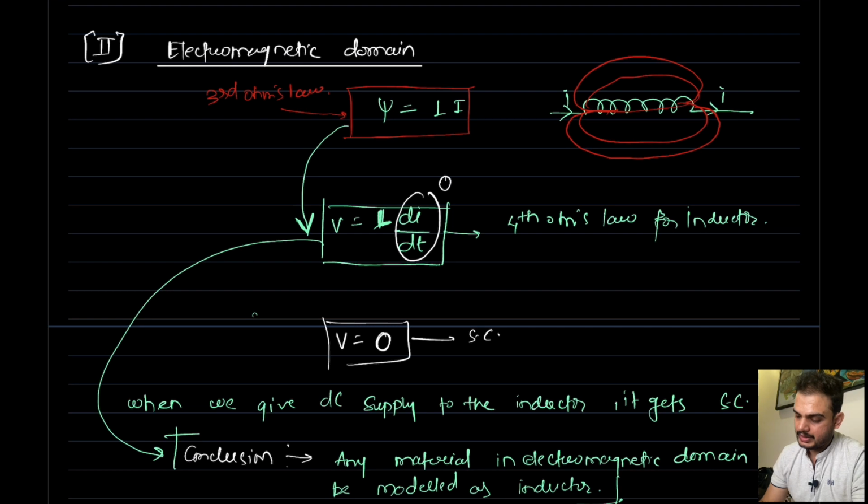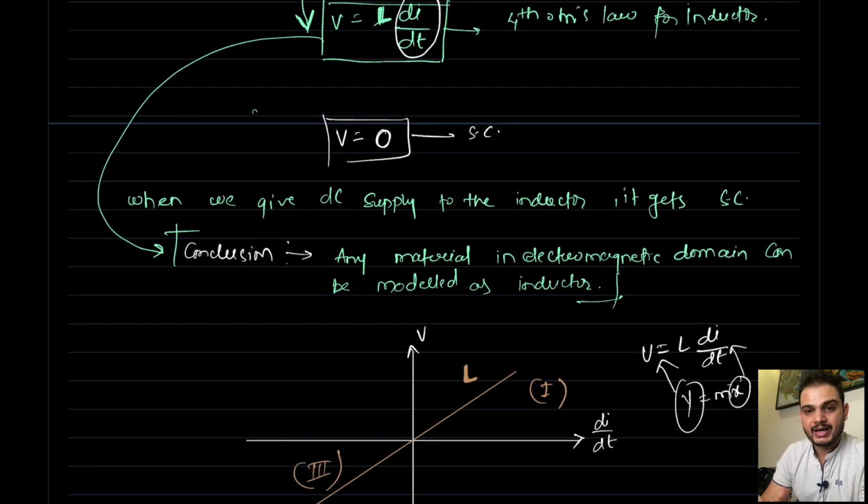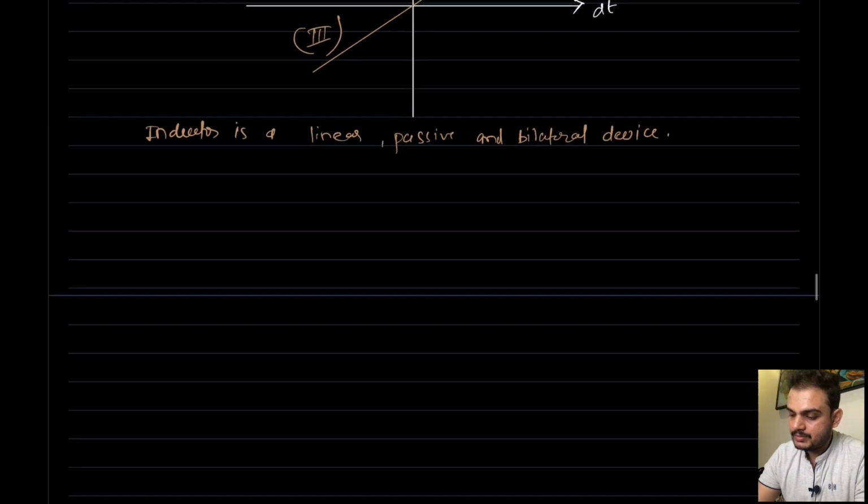Fine. And any material in the electromagnetic domain can be modeled as an inductor. Whenever I am talking about an electromagnetic system or only a magnetic system, then that material or phenomenon can be modeled as an inductor, which is a passive, linear and bilateral component. Now our third domain is what? Electrostatic domain.